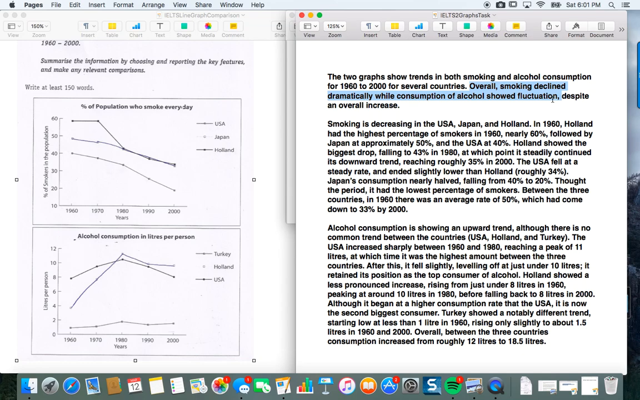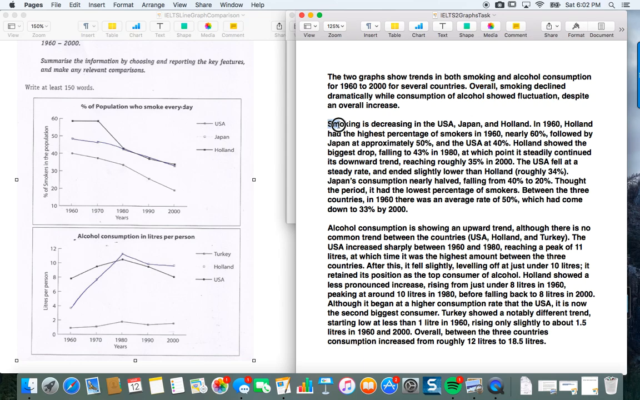If you want to really get that higher score, you really want to point out the subtle difference. You want to point out that there is an increase. So alcohol consumption is increasing and smoking is decreasing, but alcohol is showing fluctuation. You could say, while consumption of alcohol increased despite some fluctuation. That might actually be a bit better. Oh, and by the way, you probably don't want to have overall twice in a sentence, but that's fine for this.